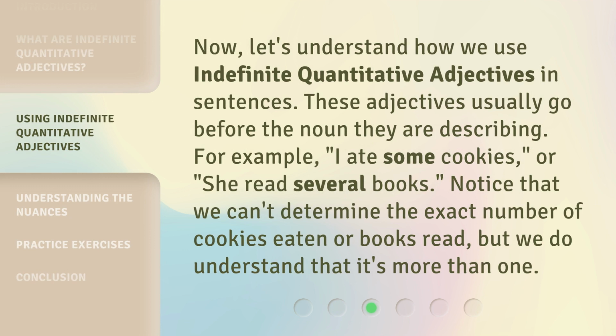Now, let's understand how we use indefinite quantitative adjectives in sentences. These adjectives usually go before the noun they are describing. For example, I eat some cookies, or she read several books. Notice that we can't determine the exact number of cookies eaten or books read, but we do understand that it's more than one.